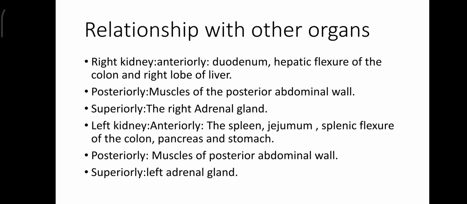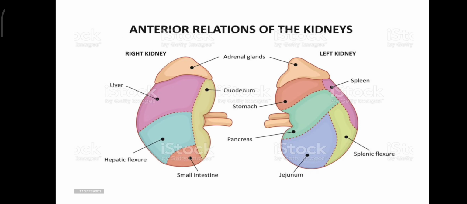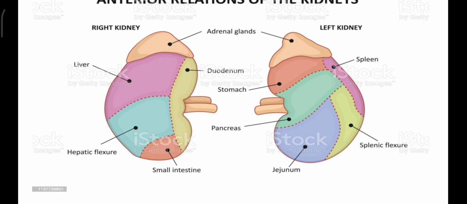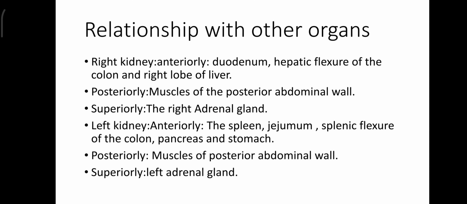Next, the left kidney. Anteriorly, the spleen, jejunum, splenic flexure of the colon, pancreas and stomach. Here you can see the spleen, splenic flexure of the colon, jejunum, pancreas and stomach. Posteriorly, muscles of the posterior abdominal wall, and superiorly the left adrenal gland.